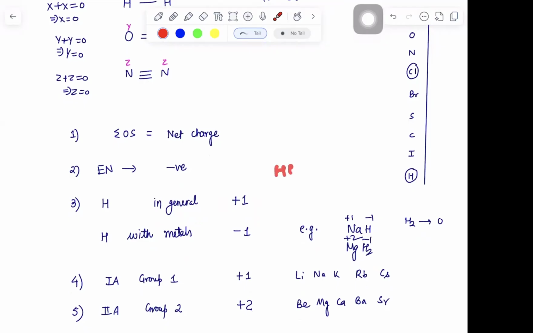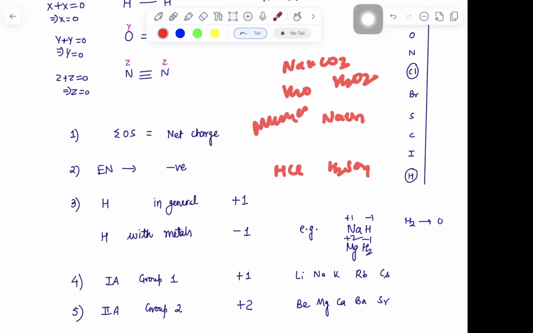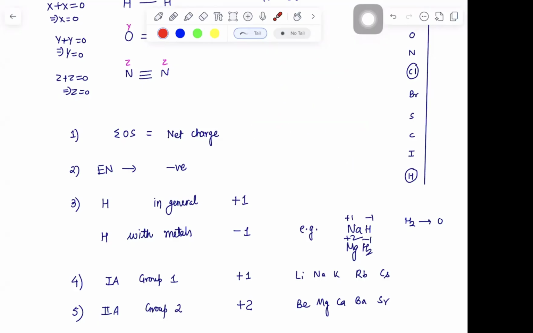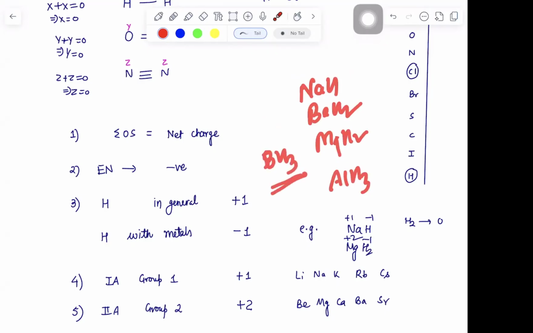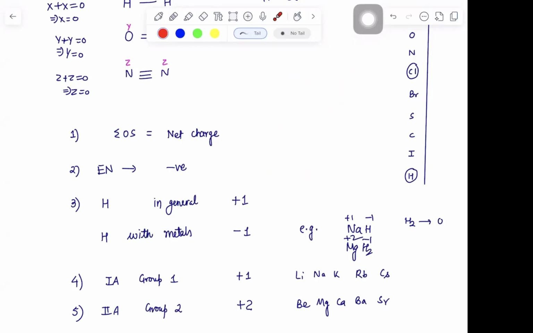So for example, if I ask what is H in HCl, +1. H2SO4, +1. NaOH, +1. NaHCO3, +1. Water, +1. H2O2, +1. NH4OH, +1. Don't use your mind. These are all +1, right? But when it is sodium hydride, beryllium hydride, magnesium hydride, aluminum hydride, okay, boron hydride, in all these cases, be careful. Be careful, mark it carefully.